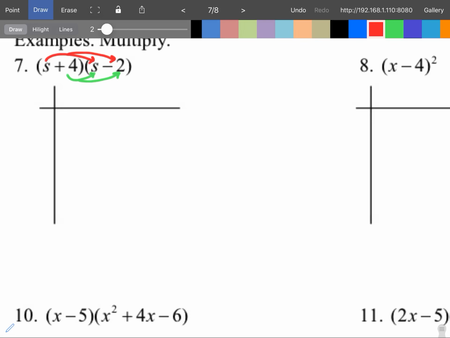So really, we're doing the distributive property twice. So we're going to do S times S. That's going to give us S squared. And then we got to do the positive S times the negative 2. So what's that, guys? What's a positive S times a negative 2?